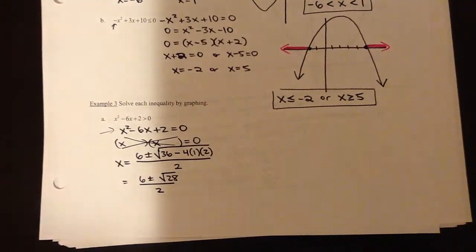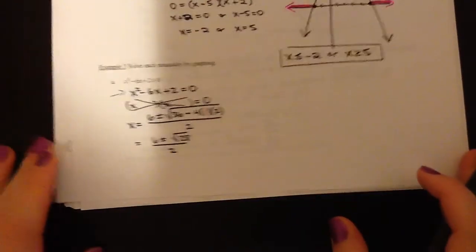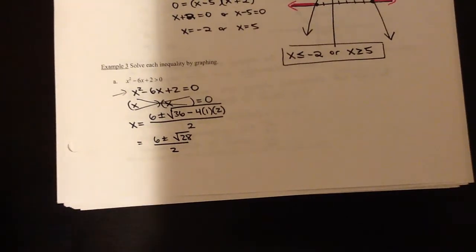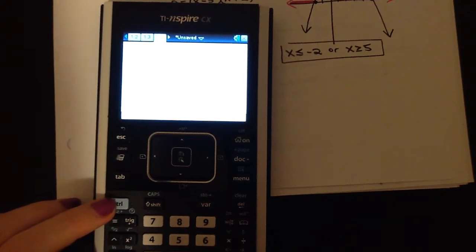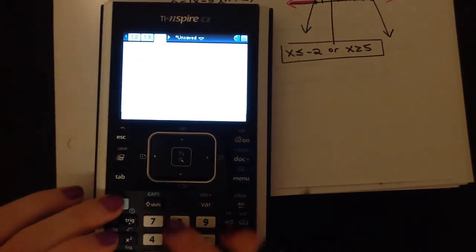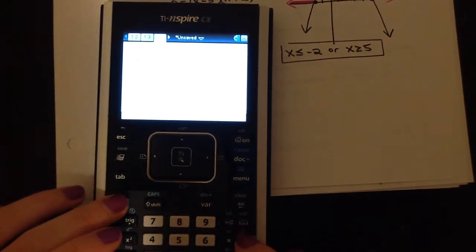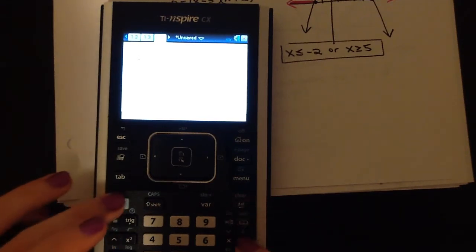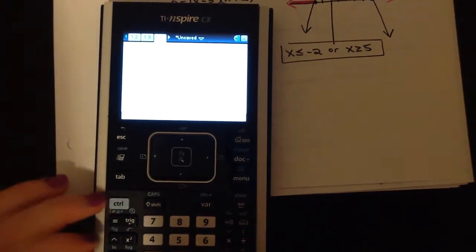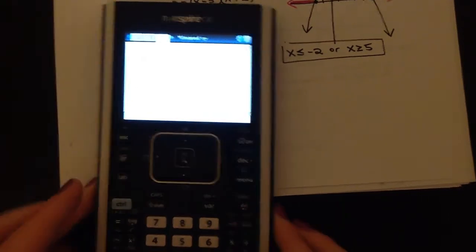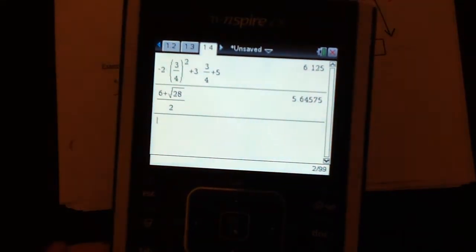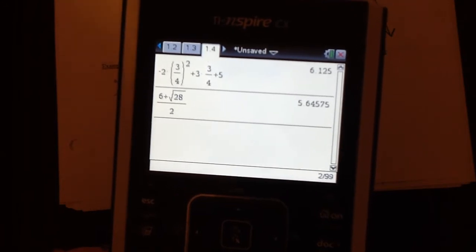So now, since I am trying to graph, normally I've told you to just simplify this down and then leave it, but since I am trying to graph, I actually do want to get a decimal approximation this time. So I take 6 plus the square root of 28. Oops. Let's try that again. Open up a fraction. 6 plus the square root of 28 over 2. And that gives me, oops, that's not even on the screen. There we go. That gives me about 5.6.